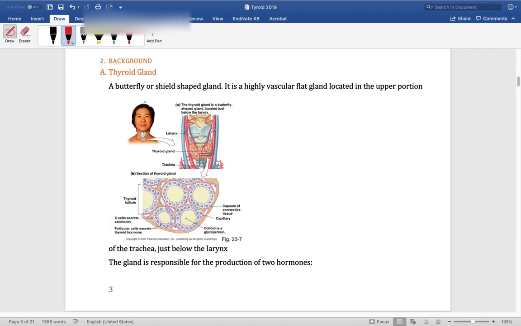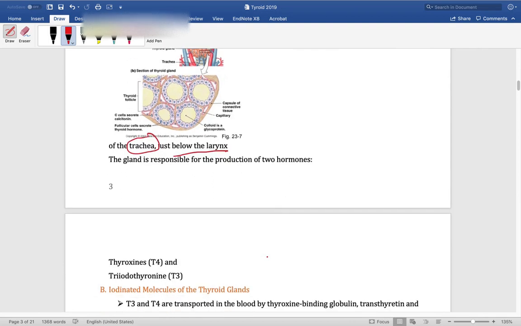Okay, so the thyroid gland is a butterfly or shield-shaped gland, and it's highly vascularized. There's a lot of blood flow, and it's a flat gland. It's located in the upper portion of the trachea, just below the larynx. Now, the gland is responsible for the production of two hormones, and those two hormones are T3 and T4. T3 is thyroxine, and T4 is triiodothyronine.